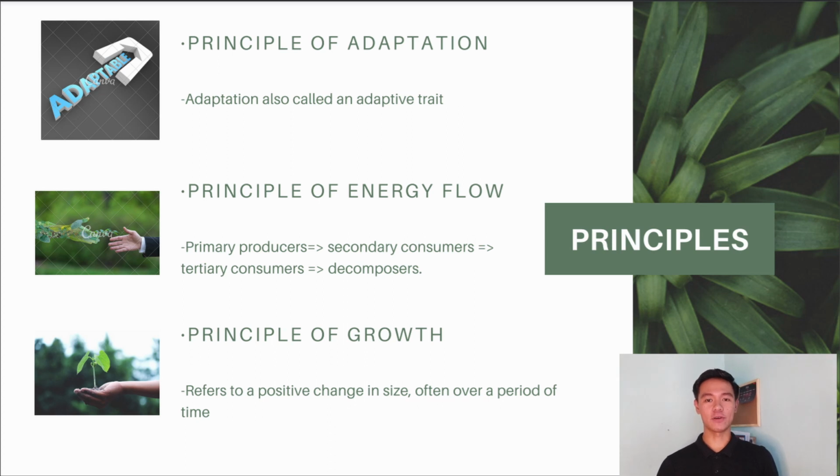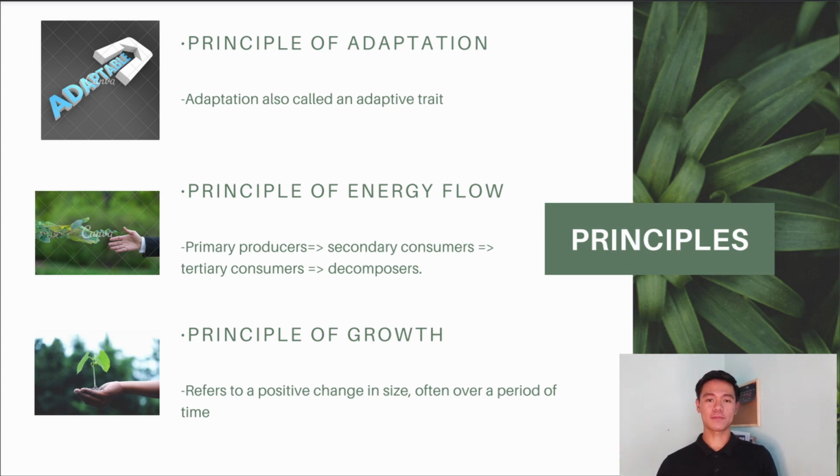Principle of energy flow, also called calorific flow. It refers to the flow of energy through a food chain. In an ecosystem, ecologists seek to quantify the relative importance of different component species and feeding relationships: the primary producers, secondary consumers, tertiary consumers, and the decomposers. So that is the example.